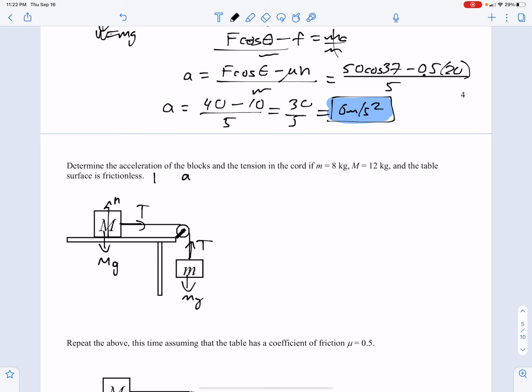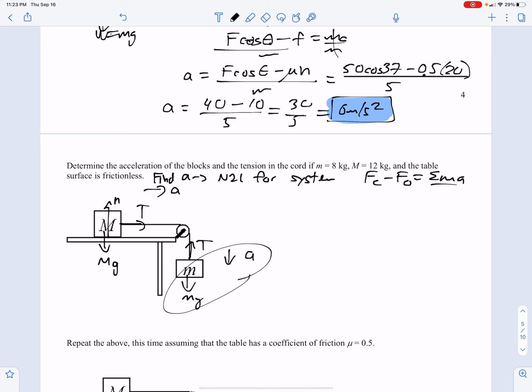To find a, you're going to use Newton's second law for the system, just like we have been, which means causing force minus opposing force equals sigma ma. The problem is we've got to figure out what the causing force is. Well, what causes the whole system to be unbalanced? Block little m accelerates down and block big M accelerates to the right. So what accelerates the whole system? Little mg. So that would be our causing force. An opposing force would be horizontal on the table going to the left. Well, since there's no friction, there is none.